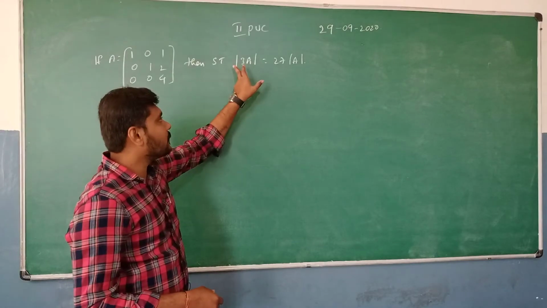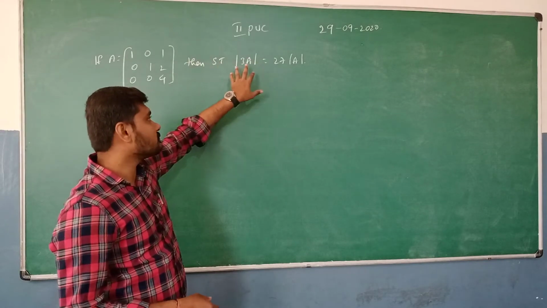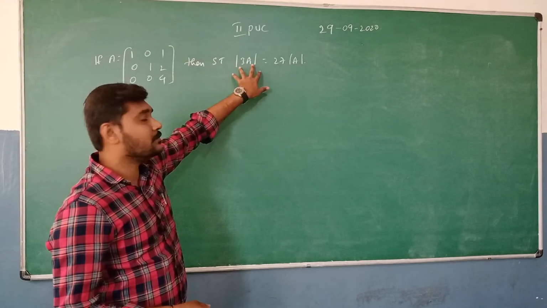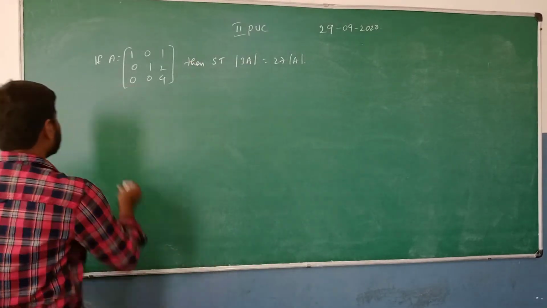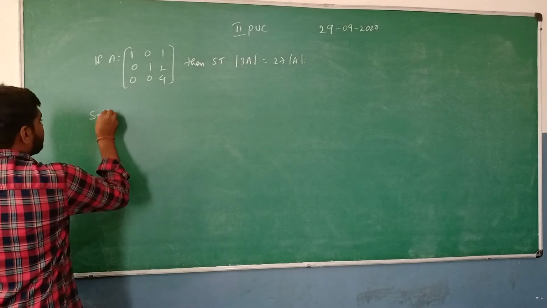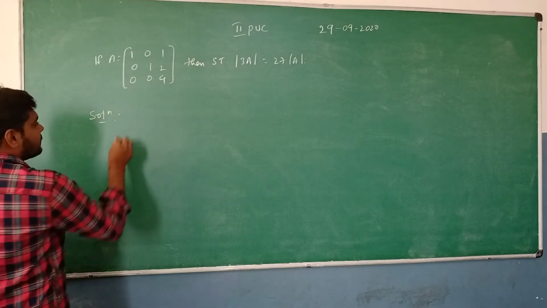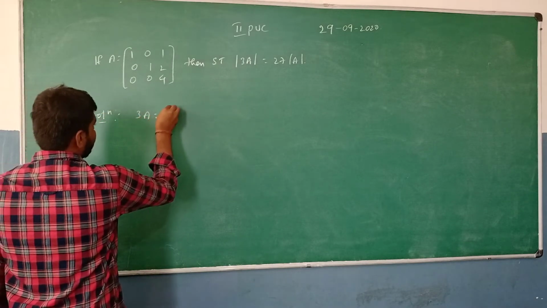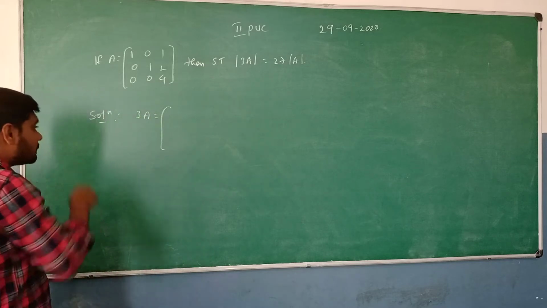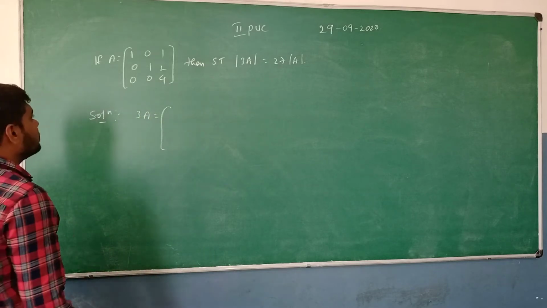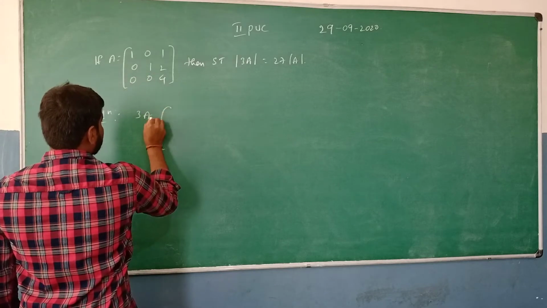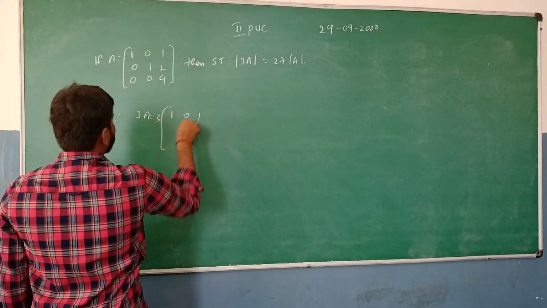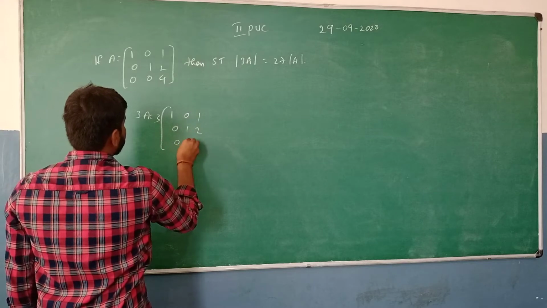So then we need to find the determinant for the obtained matrix of 3A. Okay, so here the solution is: first I am going to multiply 3 into A. So I am multiplying the matrix by 3. So that's going to be 3 into, so 1 0 1 0 1 2 0 0 4.